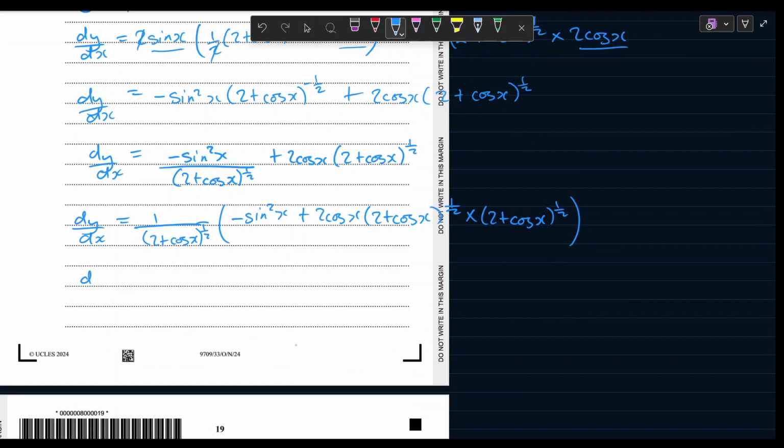So we've got dy/dx is equal to 1 over our (2 plus cos x) to the half, and this is multiplied by our negative sine squared x. And then here, notice that we've got the same base and we're multiplying, so what we simply do is add the powers. Half plus half gives us 1. So that becomes plus 2 cos x multiplied by (2 plus cos x) to the power 1.